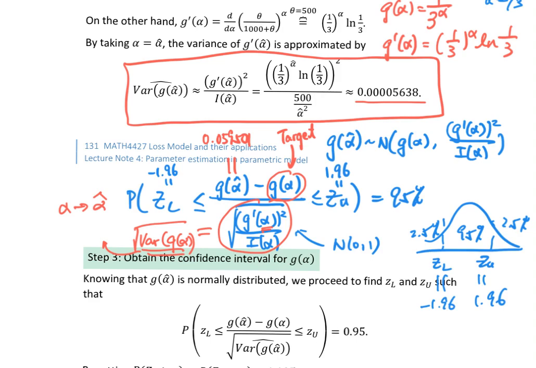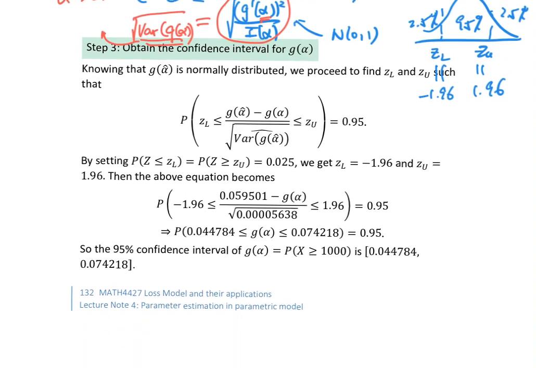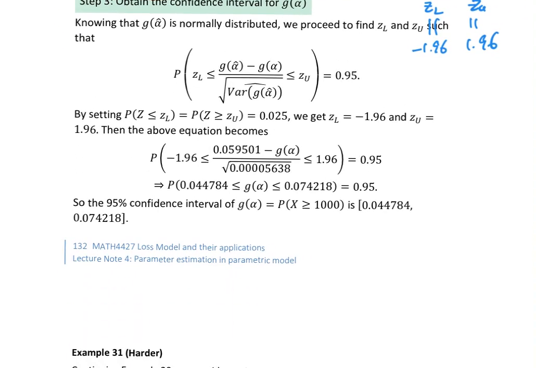You can try to do this by yourself. Once you have that, you use that to replace the denominator, so this is what you get. You replace this variance by this estimate. Then your inequality will only involve one unknown, G alpha. Now you can try to solve it, and you will get the G alpha will be between these two numbers. Given this, you can conclude that this 95% confidence interval will be 0.044784 and 0.074218, and this prediction is true for 95% probability.